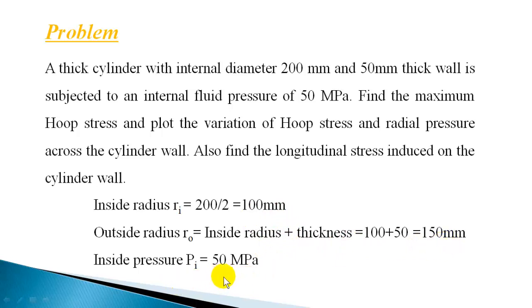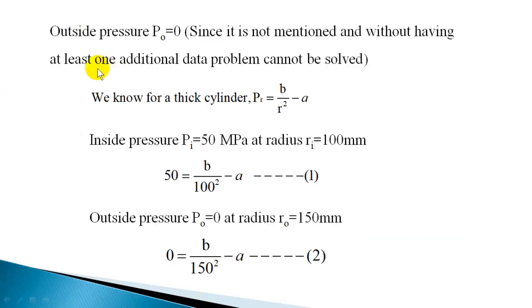Inside pressure is 50 megapascal. And outside pressure is not given. So in this case you can assume outside pressure P0 as 0, because without that we will not be able to calculate the Hoop stress. So outside pressure is taken as 0. Even though it's not mentioned, at least this data is required to solve the problem.